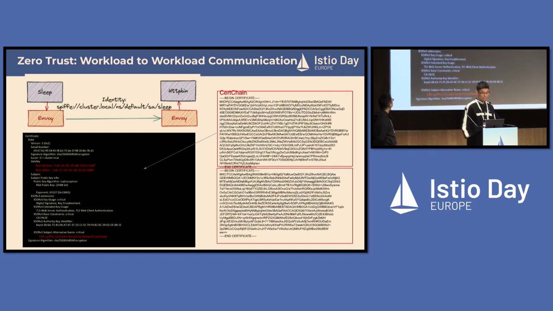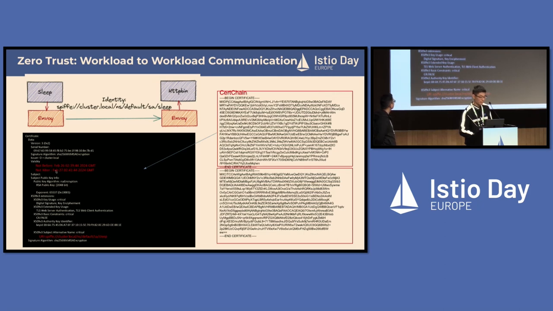Okay. Then we talk about how workloads communicate with workloads in the mesh. Take this example: Sleep needs to communicate with HTTP. Both of them are injected with sidecars. This is very familiar to most of us. The most important part is that istiod will issue a certificate for both Sleep and HTTP. And Sleep will use the certificate here to communicate with the HTTP service. So the certificate is passed here.